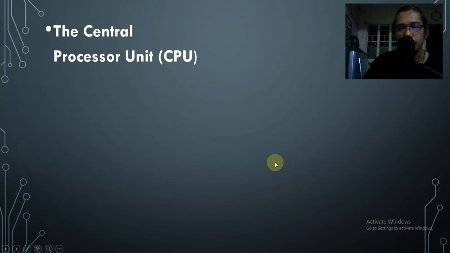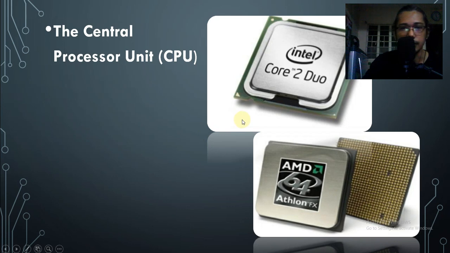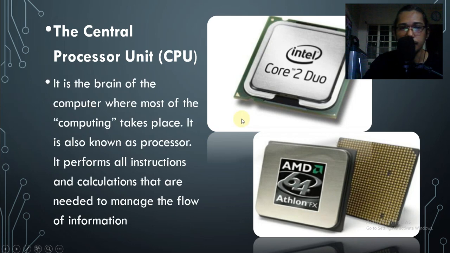So, ano yung CPU? Kung hindi yun yung CPU, ano yung CPU? So, the central processing unit, ayan siya po. Makikita nyo po siya in the heart of the system unit. No? And kasama nyo ito yung atom. So, it's the brain of the computer, where the most computing takes place. It's also known as the processor. It performs all the instructions and calculations that are needed to manage the flow of information. Ito siya po yung si brain.